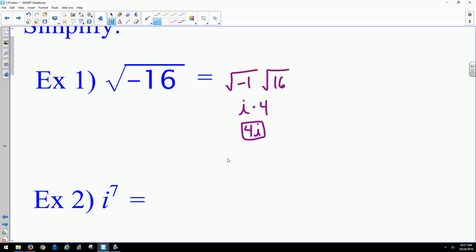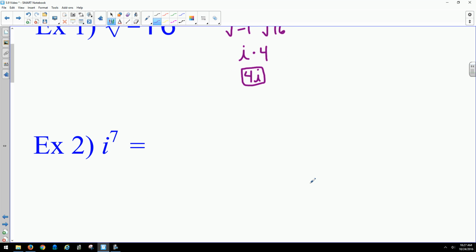Now, if I'm simplifying something like in number 2, I want to try to relate it to the powers of i that I already know. So i to the 7th can be broken down to i to the 4th times i cubed. We already figured out what i to the 4th is. It's 1. We already figured out what i cubed is, which is -i. And so we would get -i. You never want to leave it with an exponent greater than 1.